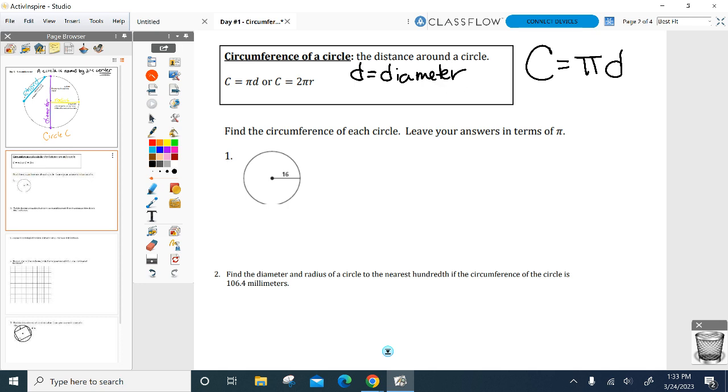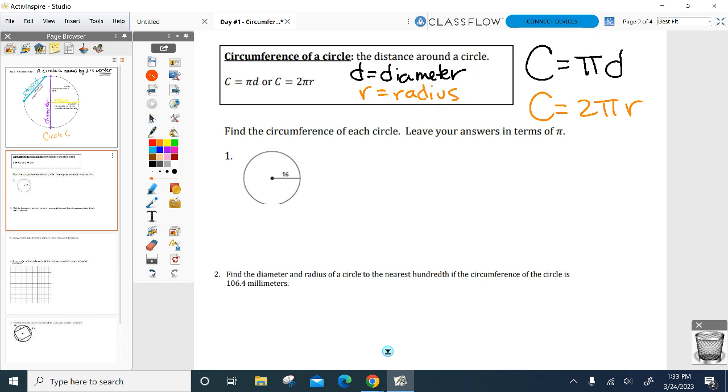If you don't like that one, no problem. I got a second version for you if you want to use this one. Circumference equals 2 pi r. And shocker, what do you think the r is? Radius length, yes. So you choose. I don't care which one you use.